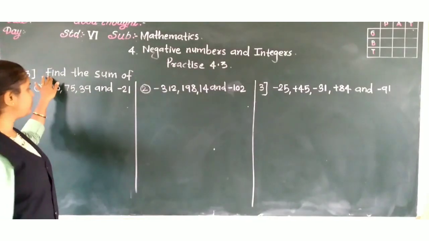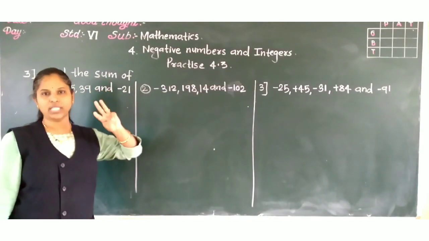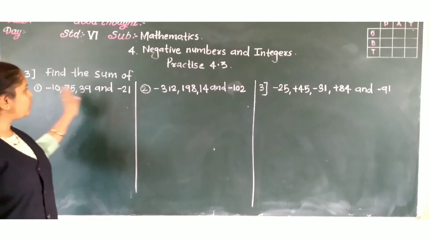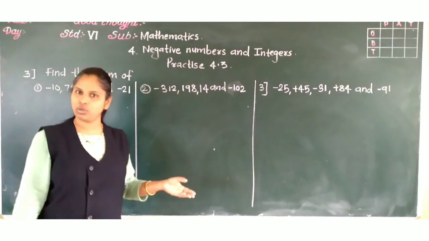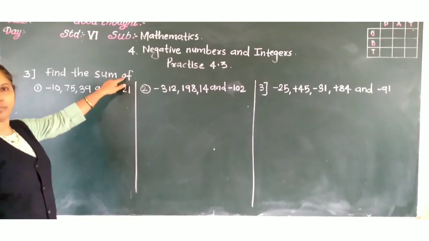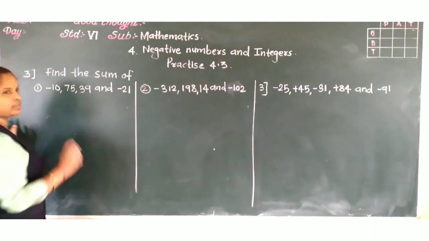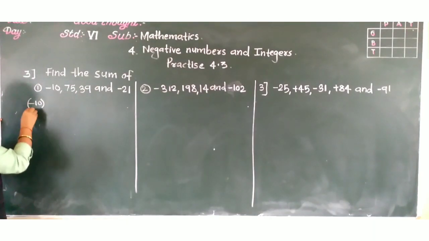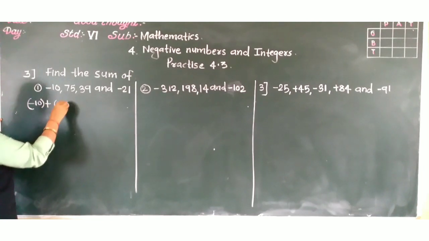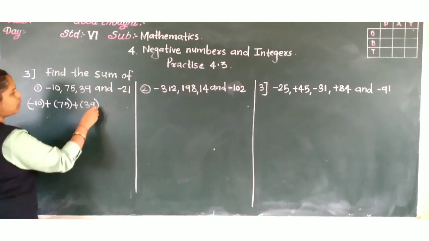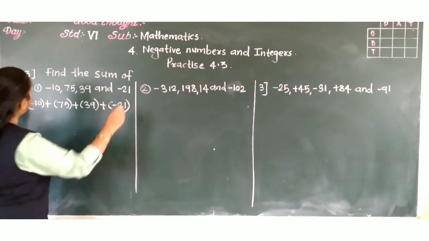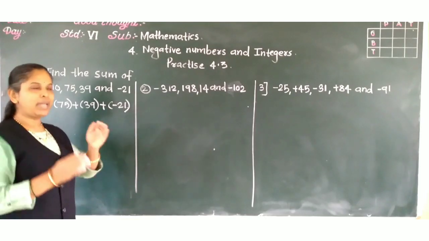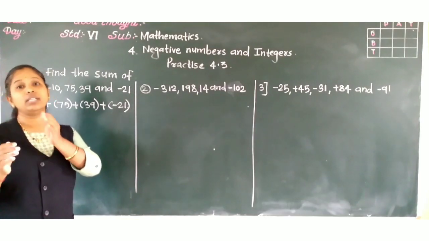Okay. Question number 3. See, in question number 2, I solved only 3 sums and the remaining you will have to do as homework. Here also I will solve 1, 2, 3 and the fourth one you will have to do as homework. Now see the first one, find the sum of. First we will write with the plus sign. So what we have to add: minus 10 plus 75 plus 39 and plus minus 21. When many integers are there for addition, what do we have to do? Make a group of the integers having the same sign.